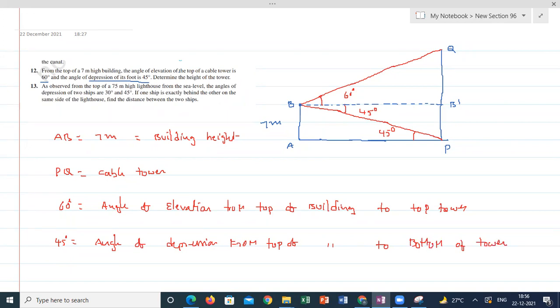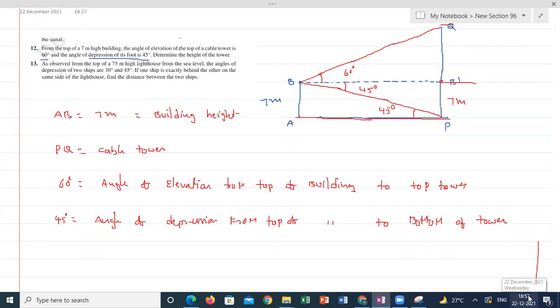Now he is asking us to calculate the height of the tower. If I know the value of B dash Q and B dash P, then my job is over. We know the value of B dash P. The B dash P value is 7 meters because I am taking a horizontal line from B to the tower, which is parallel to the ground level. So automatically PB dash is 7 meters. So remaining is what? B dash Q. How to calculate B dash Q?